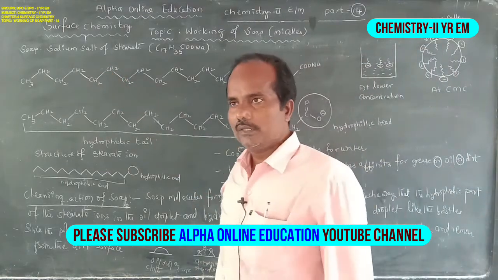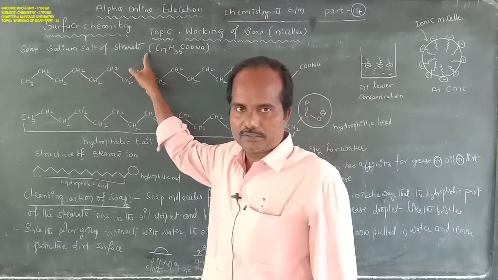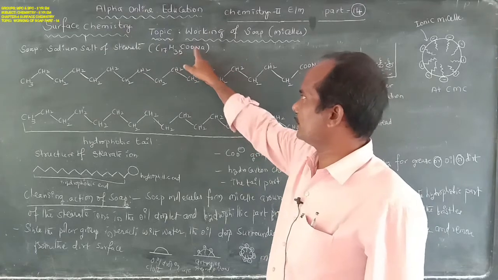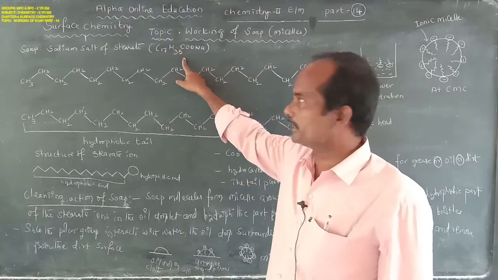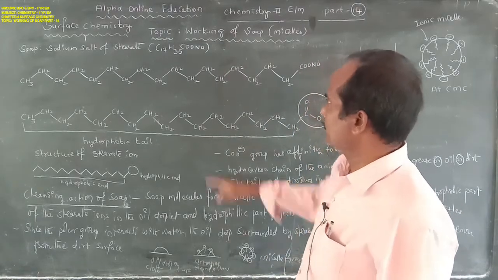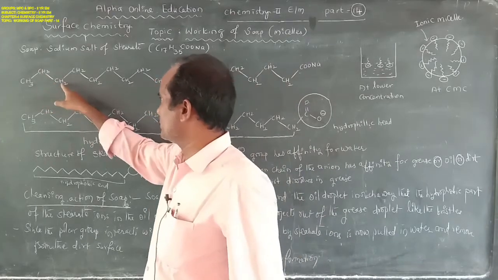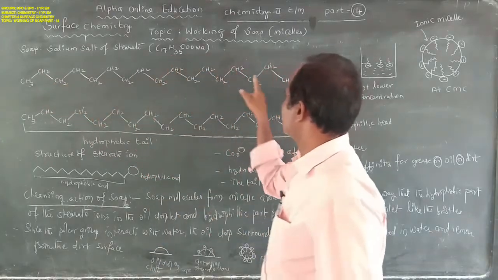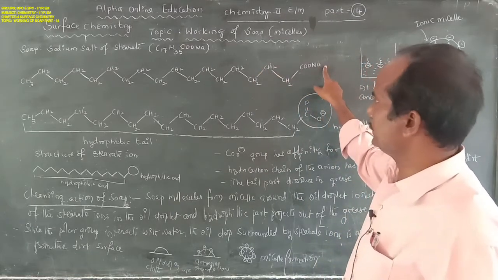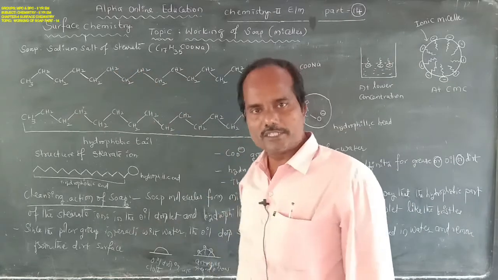So the chemical name of soap is the sodium salt of stearate. Its molecular formula is C17H35COONa. Its structure looks like CH3CH2 up to C17, then H35COONa. This is the skeleton form of sodium salt of stearate.